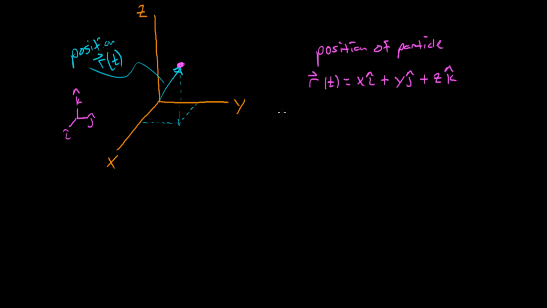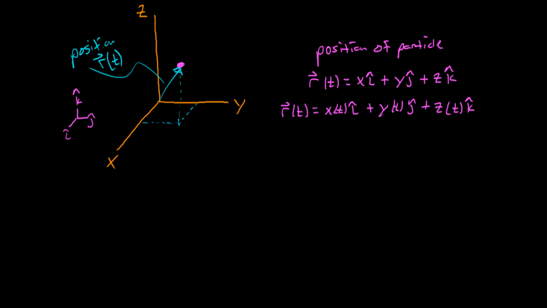And so another way that we could expand the way we wrote this is to call it x of t, just to remind ourselves that all of these things are varying as a function of time. Plus y of t times j, magnitude and direction, and z as a function of time in k hat.